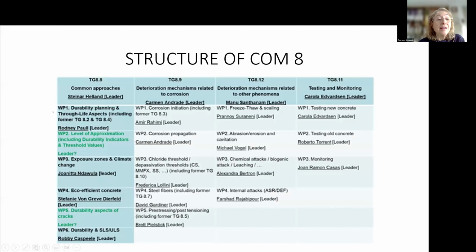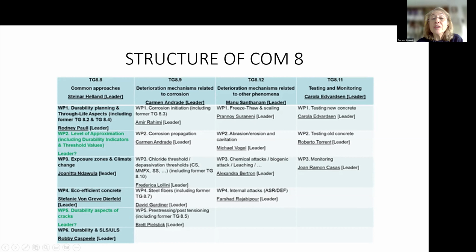those that are in black, on durability planning by Rodney Paul. Working party 3 is on exposure zones and climate change by Juanita Dagula. Also by Stephanie von Greff-Dürfel on eco-efficient concrete, and working party 6 on the durability, the serviceability and ultimate limit states applied to durability. Working party 8.9, which has been very active preparing this webinar, I will present just following this slide.